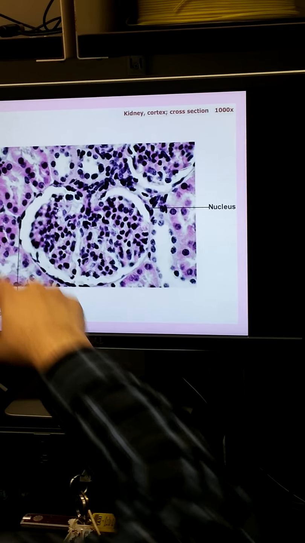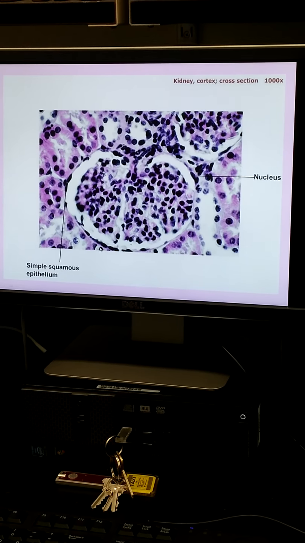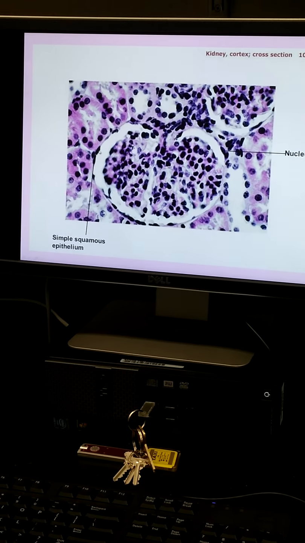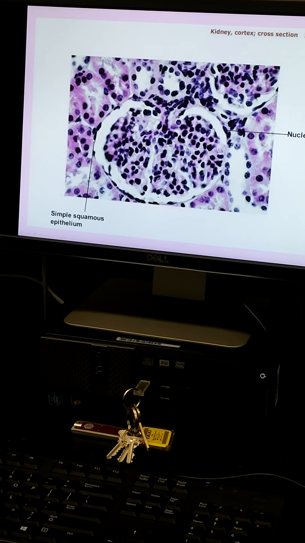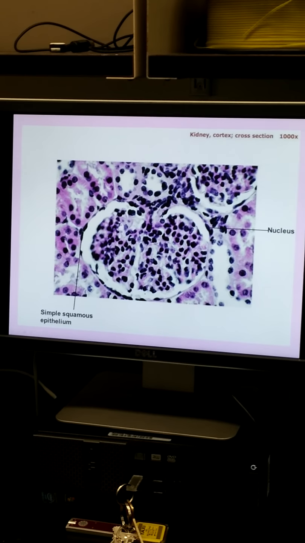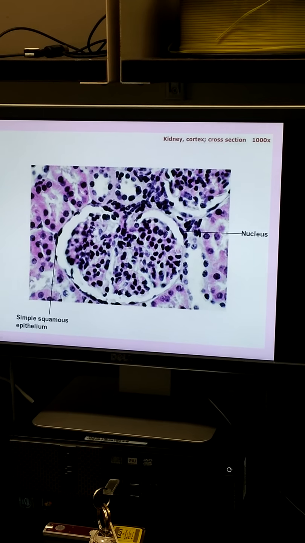Now, the epithelium around the glomerulus is what? Which is simple squamous. See this right here. You see these cells? Well, they're flattened, but you see their nuclei. See the nuclei are flattened as well? This is a simple squamous epithelium of the glomerular capsule. Everyone sees it? Okay.